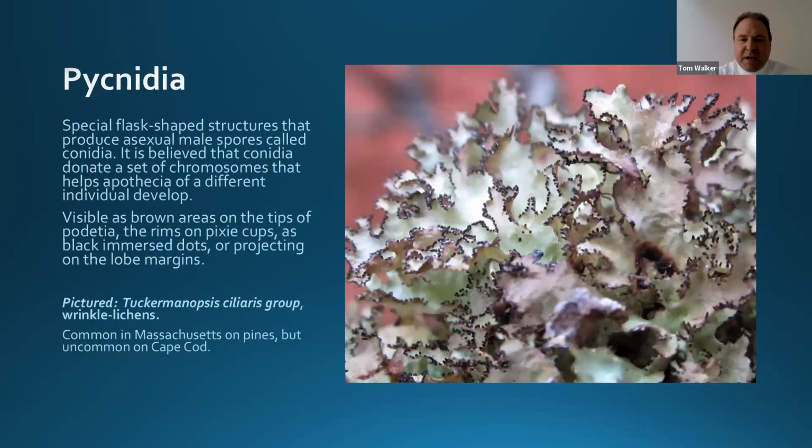Pycnidia are another type of fruiting body. They produce asexual male spores called conidia, and it is believed that conidia will donate a set of chromosomes that help an apothecia develop in a different individual. Unfortunately, this has never actually been seen. It's just been theorized. So they're visible as brown tips on the edges. These are little projecting dots, and sometimes they look like immersed dots.